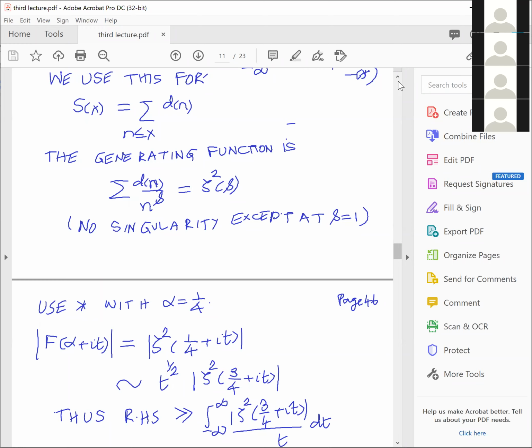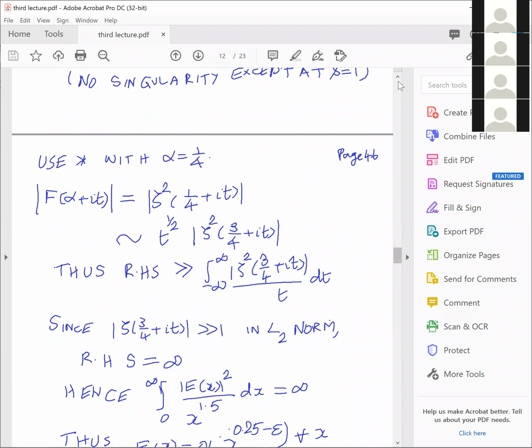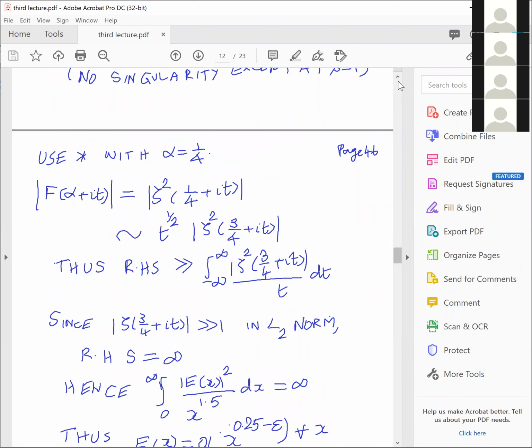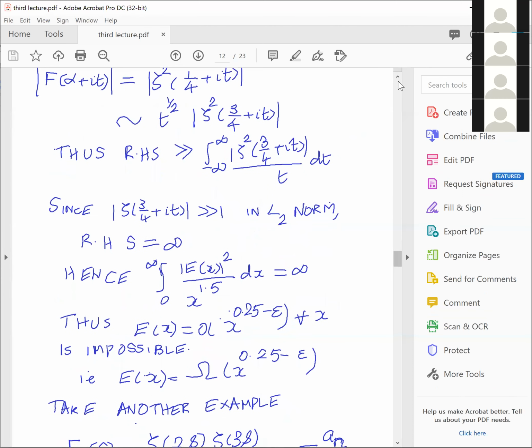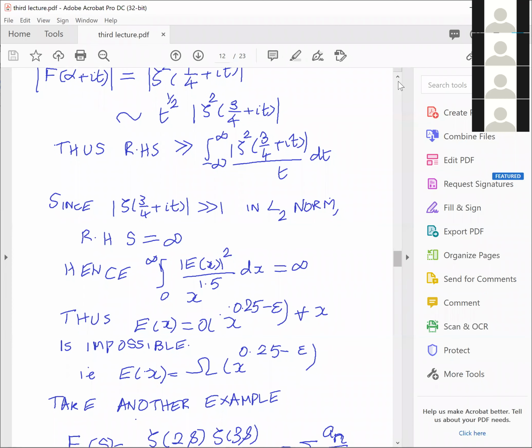You take alpha equal to 1/4, therefore the right hand side is bigger than zeta square of 3/4 plus it divided by t, and by Ramachandra's theorem, zeta of 3/4 plus it is bigger than 1 in the L2 norm. Therefore, the RHS is infinity, and consequently the LHS is equal to infinity, and therefore E of x is O of x power 0.25 minus epsilon. It is impossible for E of x to be bigger than x power 0.25.